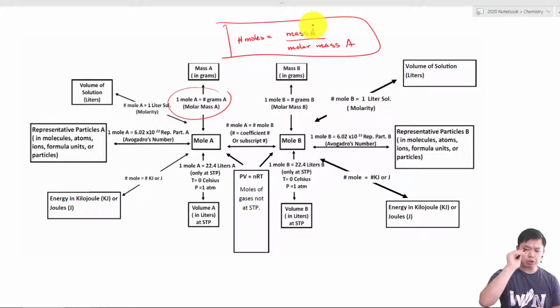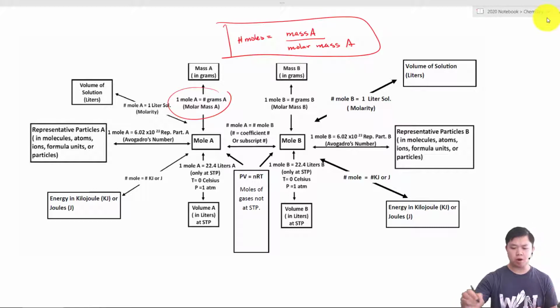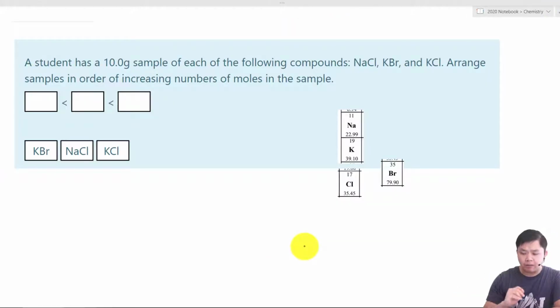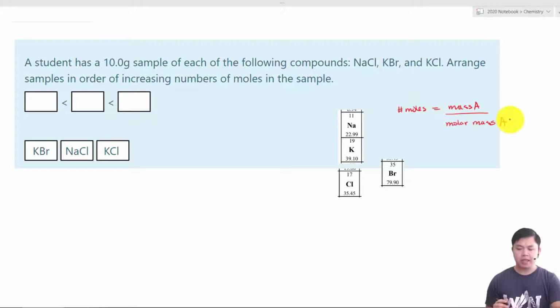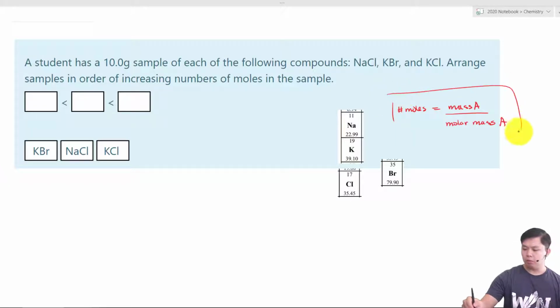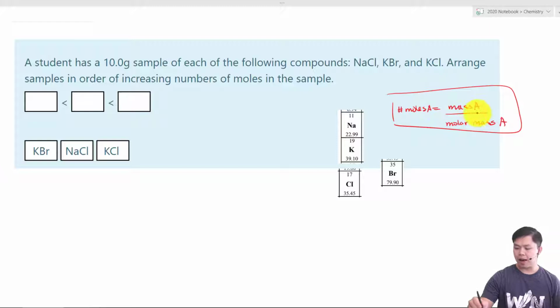So now we are going to show you how that works in a problem where we have to solve using this formula, so we can make the work process a lot faster. First, I'm going to write out the formula again. There you go. The number of moles of A is equal to the mass of A divided by the molar mass. So now let's look at this problem.